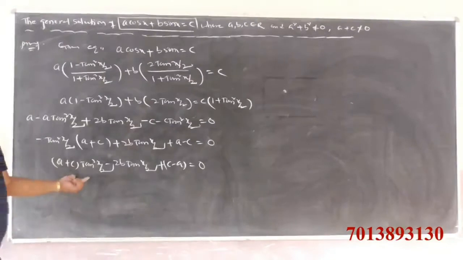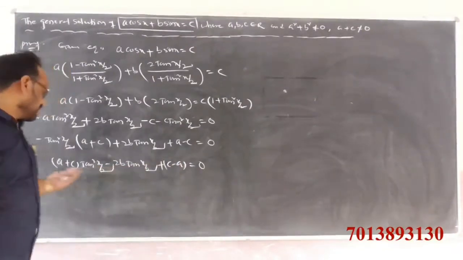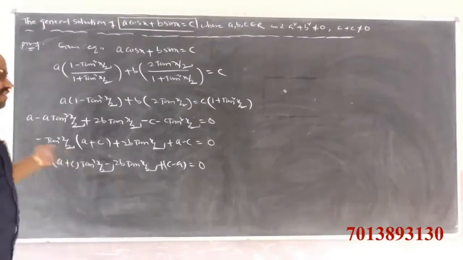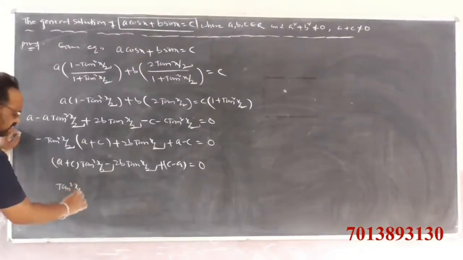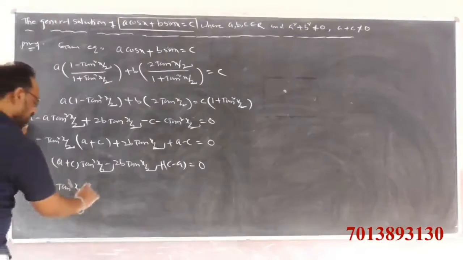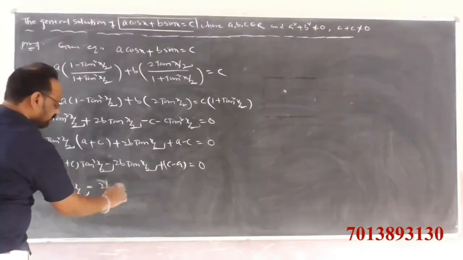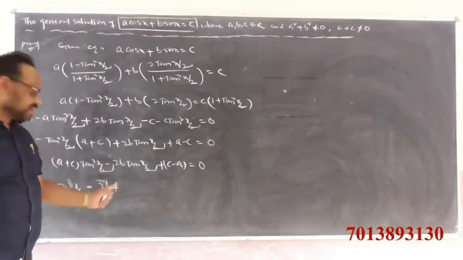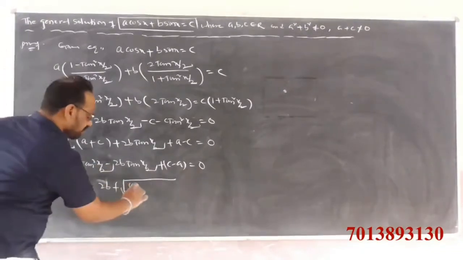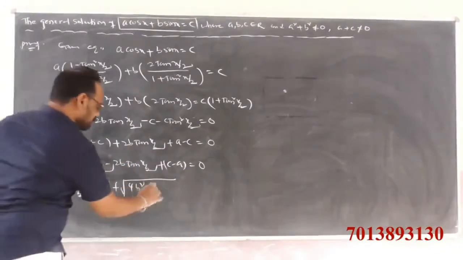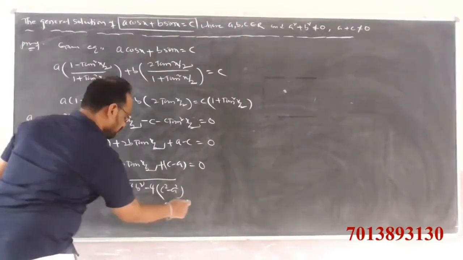Clearly, it is in the form of a quadratic equation in terms of tan, of the form ax square plus bx plus c. We want the solution here. We know the formula: tan x by 2 equals minus b plus or minus the square root of b square minus 4ac, over 2a. Here minus b means plus 2b, and b square means minus 2b whole square, which gives 4b square. Then minus 4ac means 4 times c plus a into c minus a, clearly c square minus a square, over 2a.